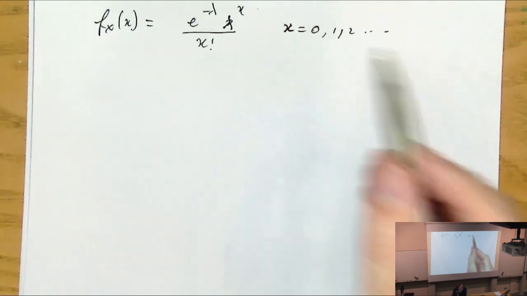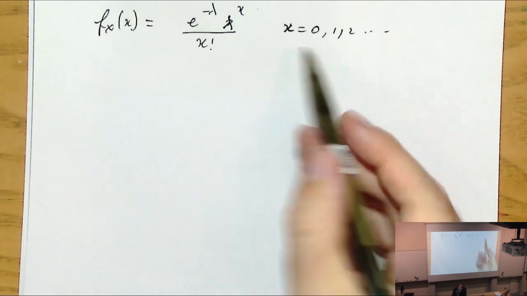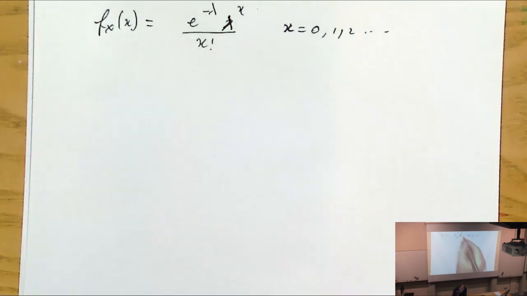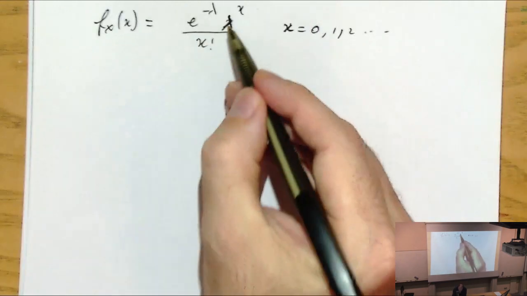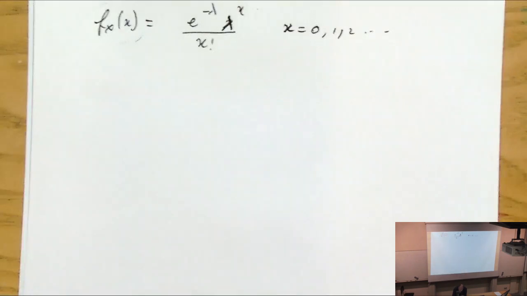I can have 0 events, I can have 1 event, so I can have 1 packet arriving, 2 packets arriving, or I can have many packets arriving. And it's a function of this parameter lambda, which is the average number of events you can expect per unit of time. Why do we call it the average number of events? Simply because you will see in a minute that the expectation of this PMF is equal to lambda.